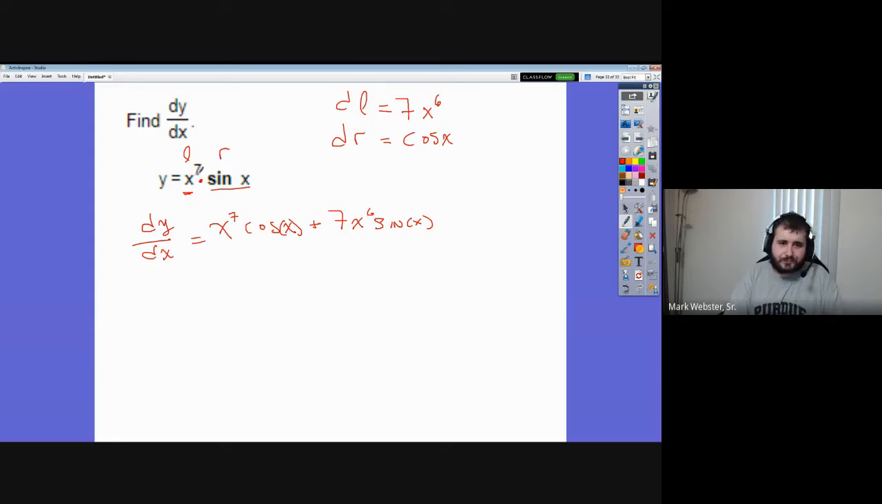So look, once again, we just did the same thing. We realized that we had to use product rule, left d right plus right d left. We found our d left and our d right, and then we just put it all together. Left d right plus right d left. And that's all there is to it.